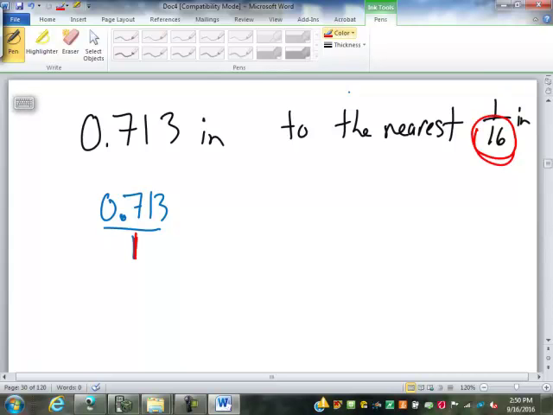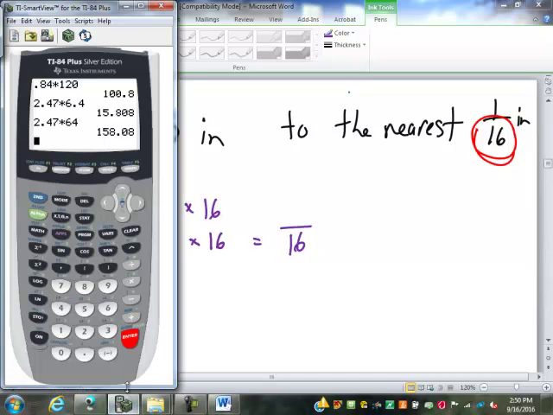16ths. Perfect. How do I change a 1 into a 16 in a fraction? I'm going to multiply by 16. So 1 times 16 is 16. But if I multiply the bottom of the fraction by 16, I have to do the same to the top. Good.